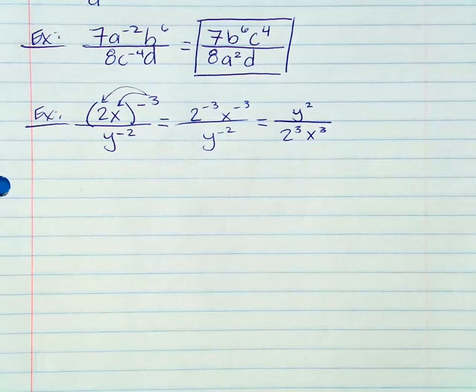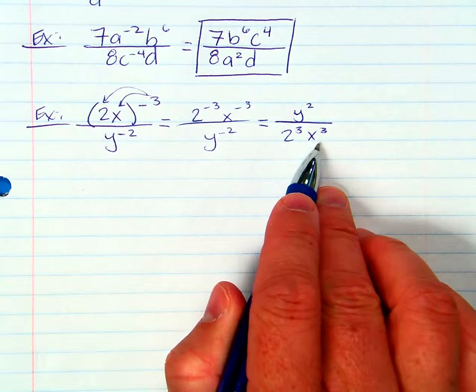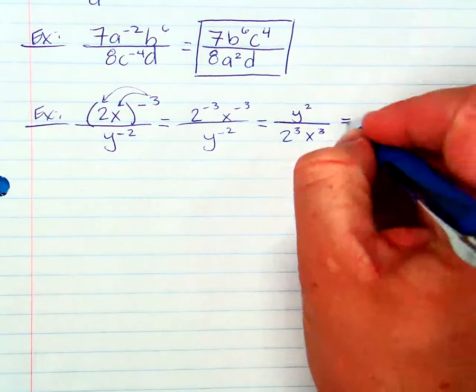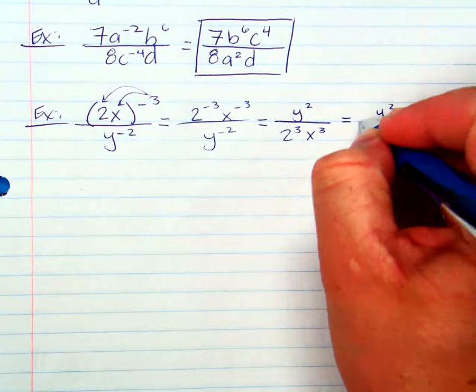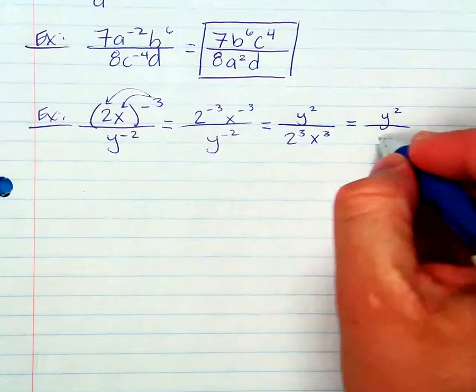Now that everything's been moved around, we will calculate or evaluate anything that we can actually find. We don't know what y is, there's nothing to calculate there. We don't know what x is, nothing to calculate there. But 2 to the third power, that's a number that we know. So y to the second, still on top, 2 to the third power. 2 times 2 times 2, we should get 8.